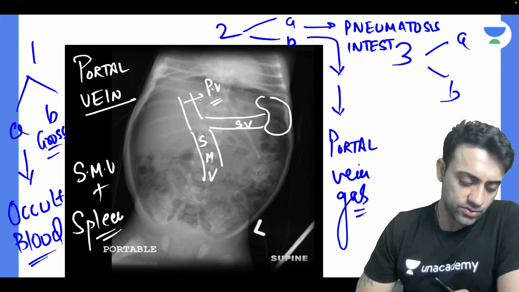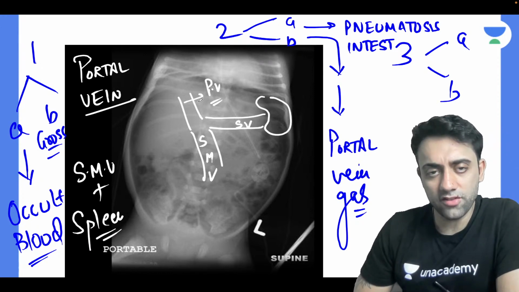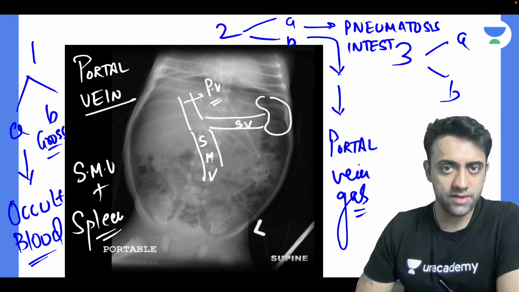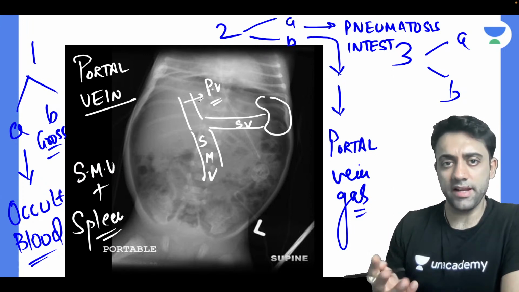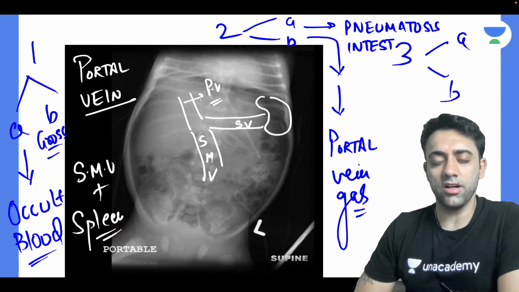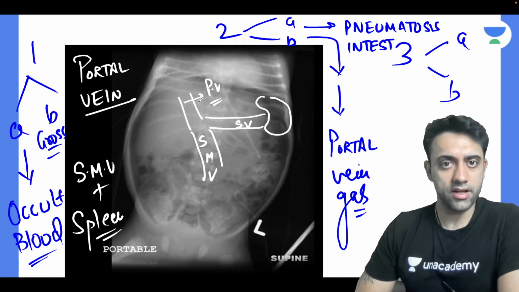Okay, that's it. So again, we have the three stages of NEC: stage 1, stage 2, stage 3. Stage 1 is suspected NEC, stage 2 is confirmed NEC, and stage 3 is advanced NEC. So 1A will have occult blood in the stool.